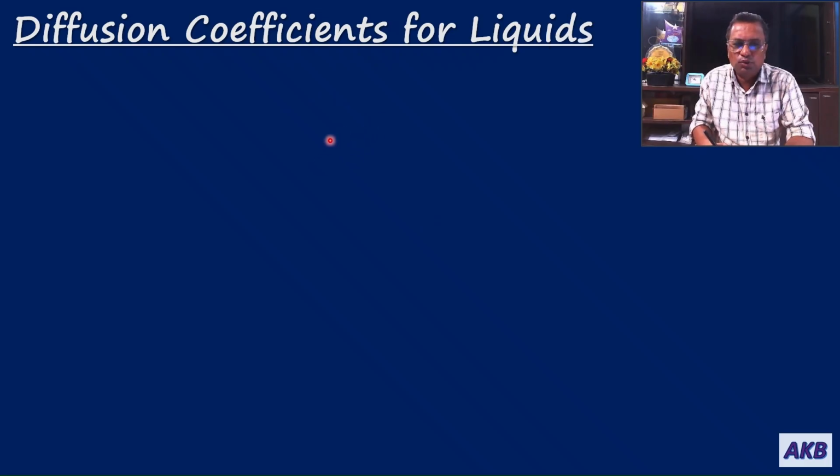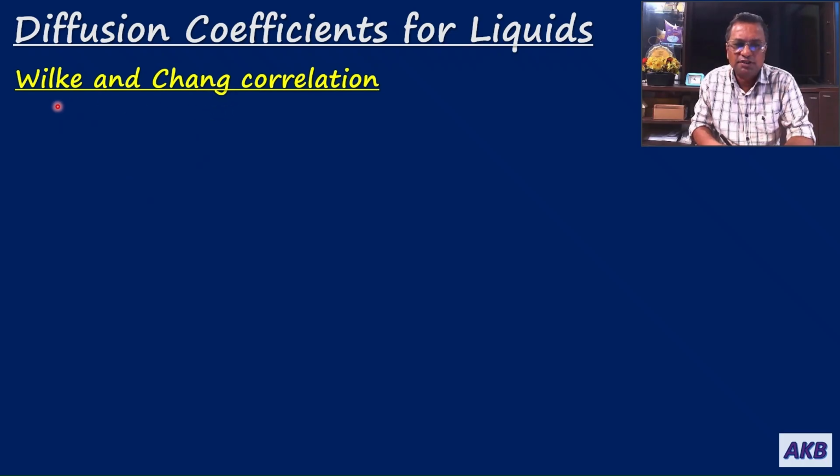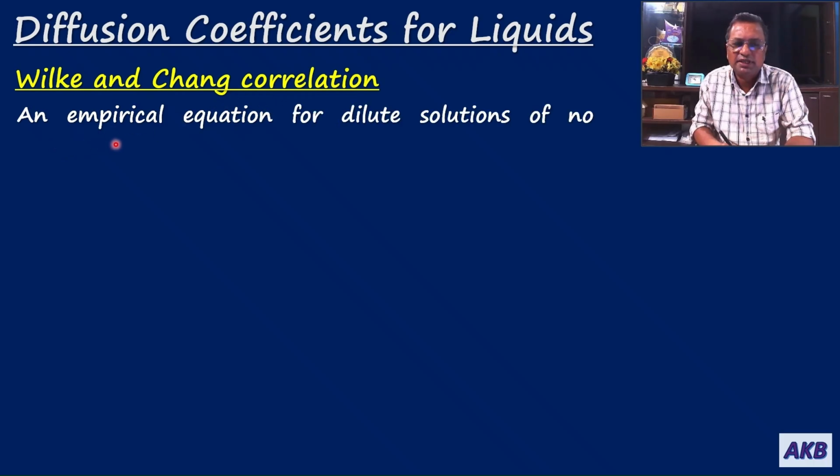Now let us know a few equations. The first one is a correlation that was proposed by two persons, Wilke and Chang. So let us know what the Wilke and Chang correlation is. This equation is an empirical equation which can be used for dilute solutions of non-electrolytes.